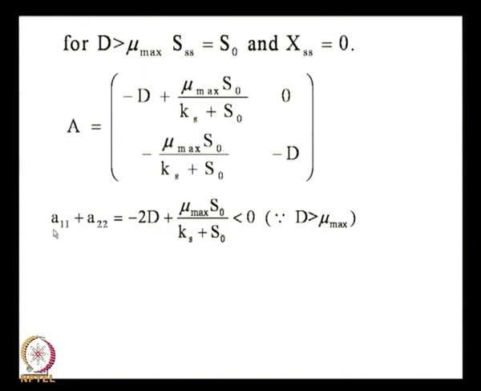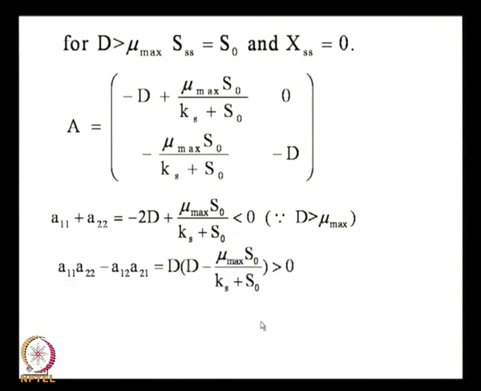So, you get that A11 plus A22 when you add these two up equals this number, which is less than 0. Why is that less than 0? Because d is greater than mu max. Okay. So, if d is greater than mu max, obviously 2d is greater than mu max, 2d is greater than mu. So, therefore, this number is less than 0.